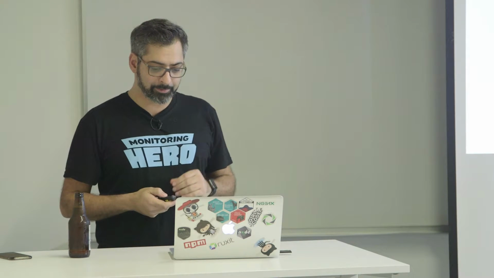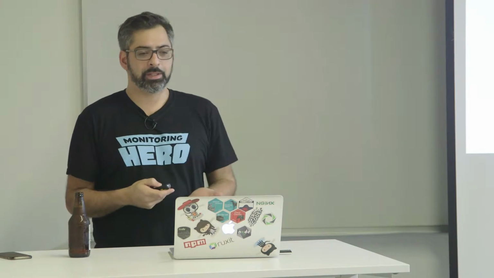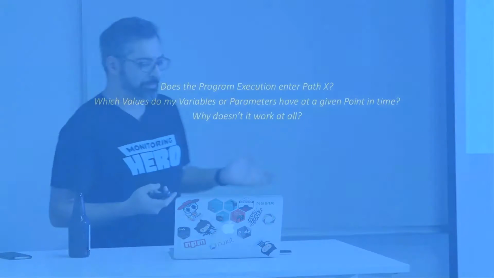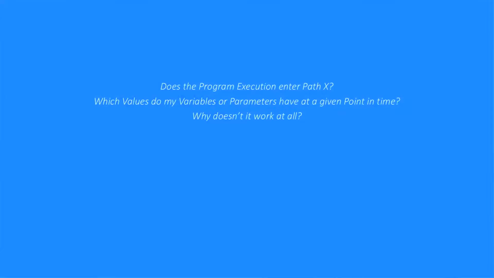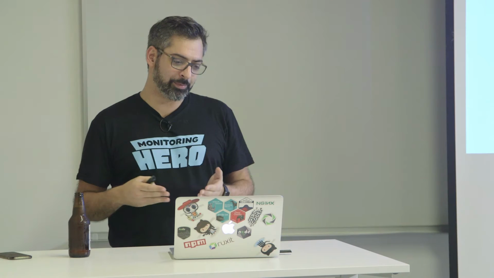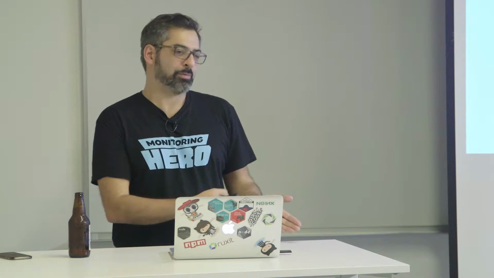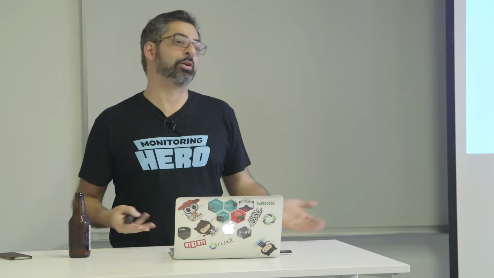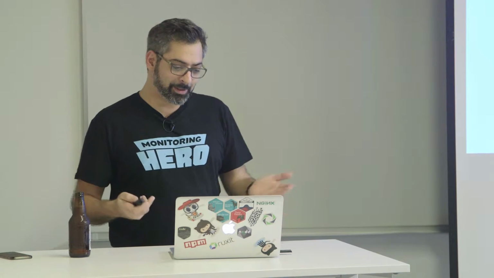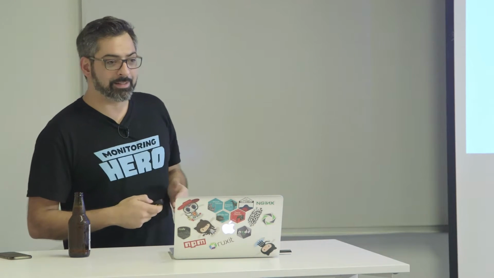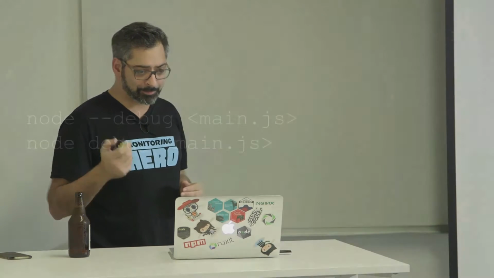So much of what I will talk about is using APIs that the V8 engine actually provides to us. During development, we usually ask ourselves some questions. Does the program execution enter path X? That's a typical question. Do I ever end up there? Which values do my variables have at a given point in time? And why doesn't it work at all currently? So, that is where we enter debugging.